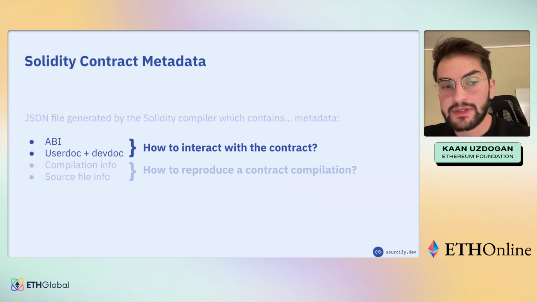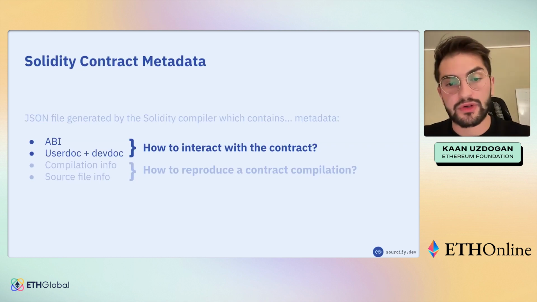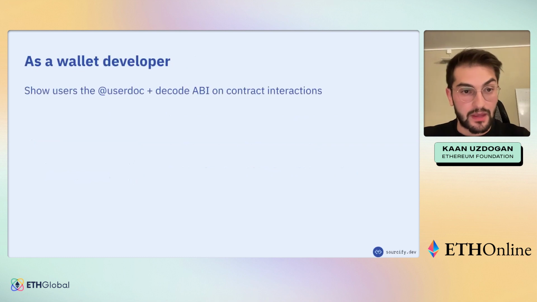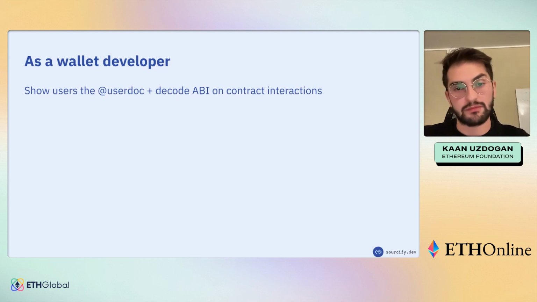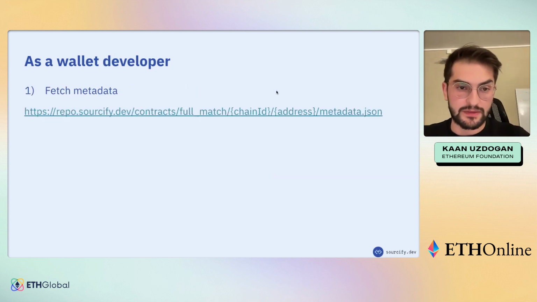So again, remember the first two fields of the metadata file. They were concerning how to interact with the contract. So these were ABI, user doc, and dev doc. And as a wallet developer, what you want to do when your users are talking to a contract is to decode the contract call, which is in bytecode, and show your users a meaningful message. So what you want to do is get the user doc and decode the ABI on contract interactions.